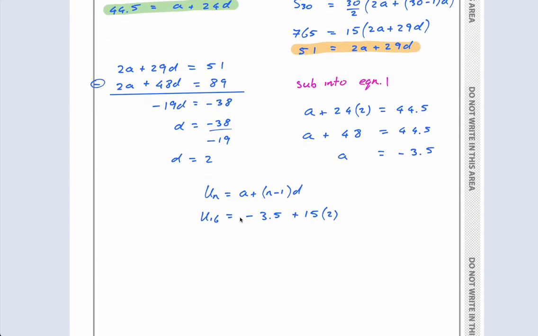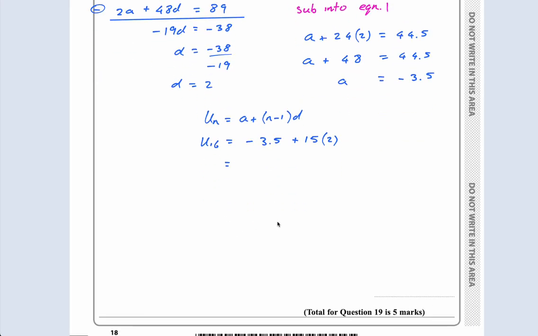Sorry, u16 is, yeah, sorry, this is correct, equals minus 3.5 plus 30. 30 minus 3.5 is 26.5, which is correct. That is the 16th term.